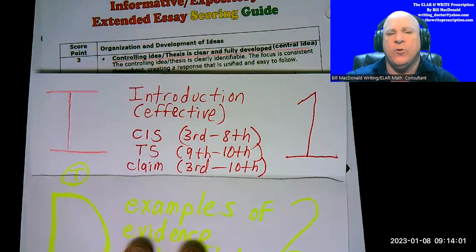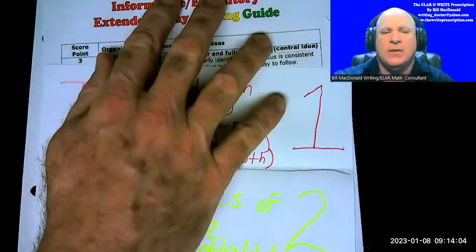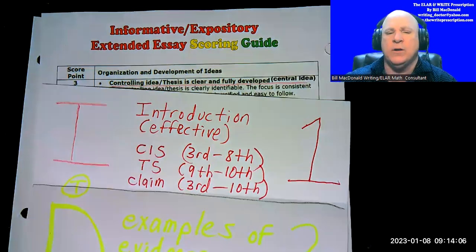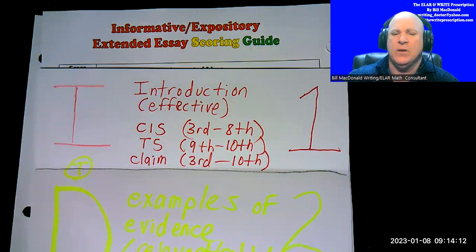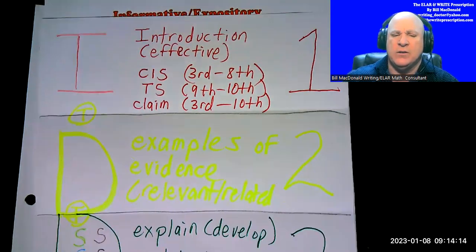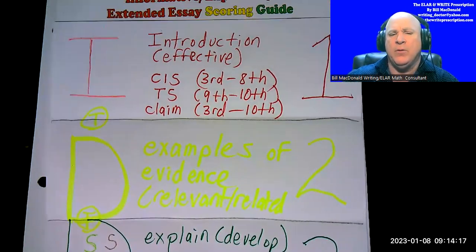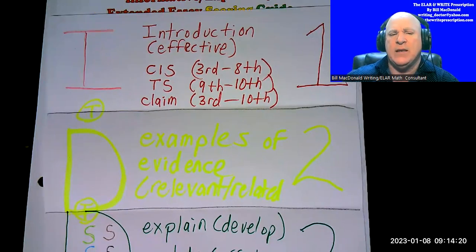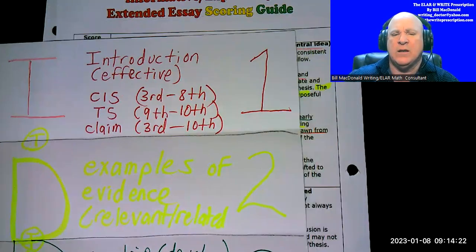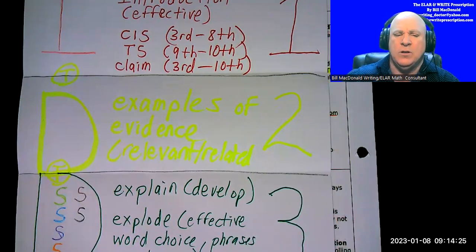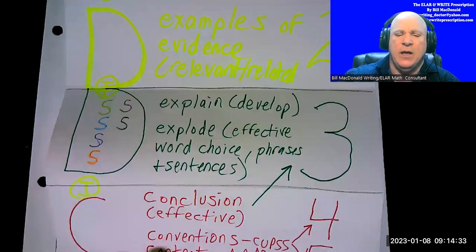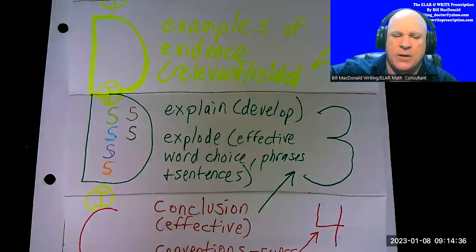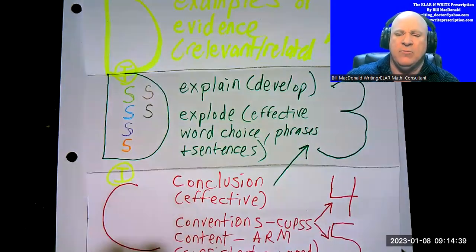Okay, so as I mentioned, you're going to want to get a piece of paper and fold it in half for an informative, expository, or opinion argumentative essay. To score a 5, we have to think of 4 sections. So when you fold the paper in half, place a red I in section 1, a yellow D in section 2, a green D in section 3, and a red C up there in section 4.